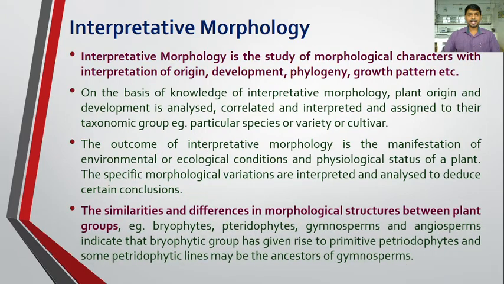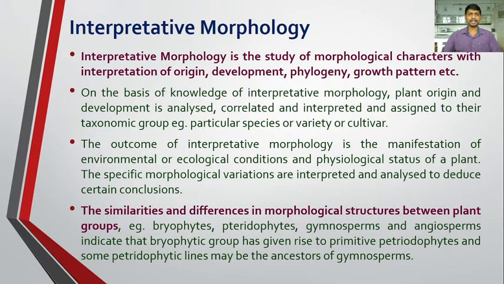The similarities and differences in morphological structures between plant groups, for example, bryophytes, pteridophytes, gymnosperms and angiosperms, are used to find out the origin and development of the different plants. For example, if you see the morphological features of the bryophytes and the pteridophytes, it has been seen that the bryophytic group has given rise to the primitive pteridophytes.